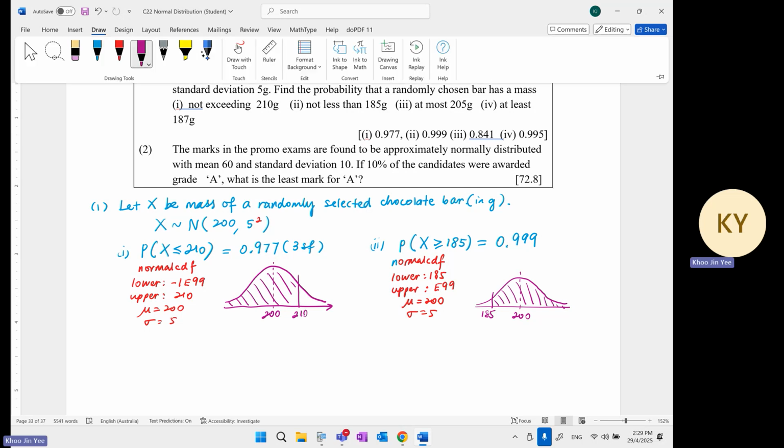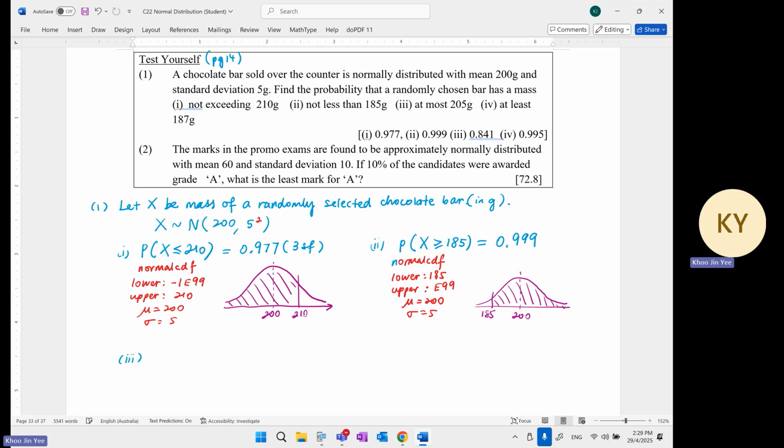Okay, part 3, part 4, I think I don't need to explain much. With these two examples, you roughly know what I'm trying to get at. Part 3, same thing, probability where X is at most 205. Straight away with your calculator, 0.841, 3 significant figures. Same for part 4, I'll be a bit lazy. Probability where X is at least 187. Press your calculator, 0.995 to 3 significant figures. So the main thing that I want to go through is part 1, part 2. Part 3, part 4 is repeated, so I don't need to go through again. As long as you have the idea, I'm okay already.